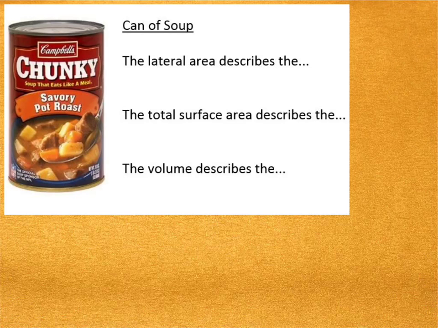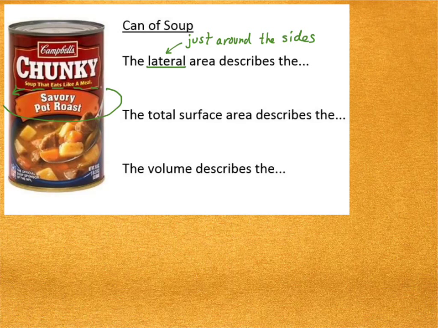Okay, so a cylinder. A common example of a cylinder would be a can of soup. So let's talk about what the lateral, total surface area and volume would represent for this cylinder. Remember, lateral means it's just around the sides. So we're talking about the area that's around the sides of the can. That would be like right there. In other words, that's the area of the label.